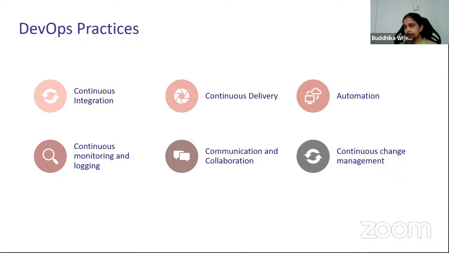Then continuous change management. DevOps is a culture, it is not a goal, it is not a thing where we can say, okay, we are done. It is not something like that. Because of that, continuous change management, or continuous improvement, is really important. We set our goals when we are adopting DevOps, and when we achieve that, we look for the next improvement that we can make. So that is the evolving process. So continuous change management is another main DevOps practice.